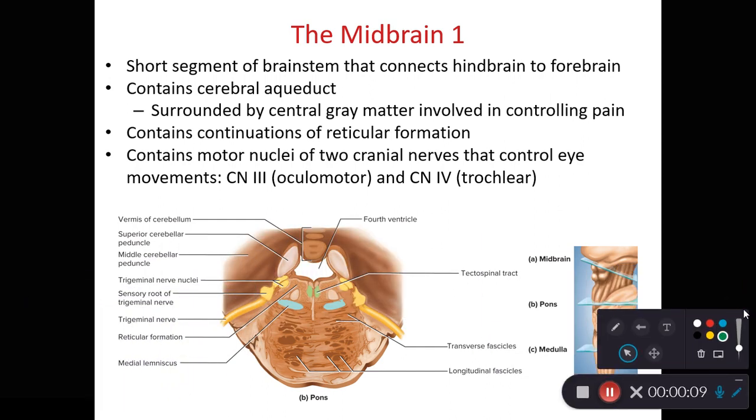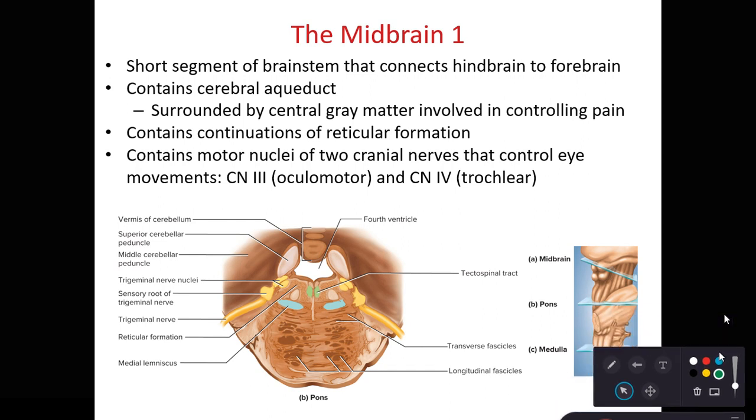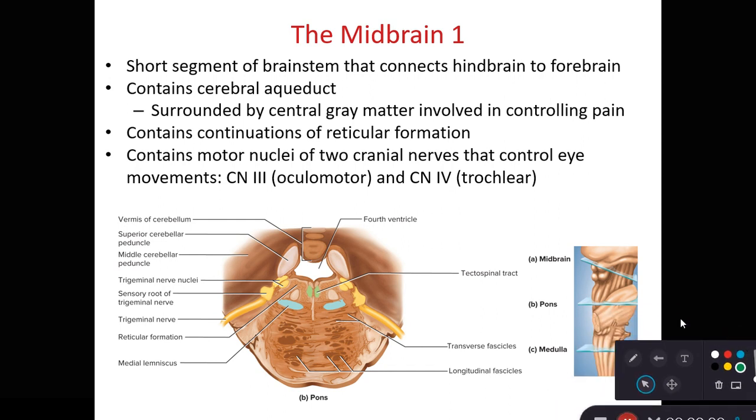Hi class, in this recording we're going to focus on the midbrain and also the reticular formation. So let's dive into it. As we're looking at the midbrain, it is the most superior, the most rostral part of the brainstem.